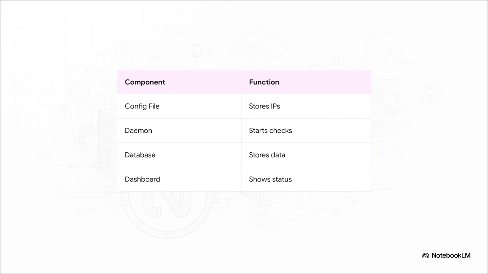Now, inside that central engine, we have 4 main components working together. First, there's the configuration file. Think of this as the master list. It stores the target IP addresses, login credentials, and the exact metrics you want to monitor.